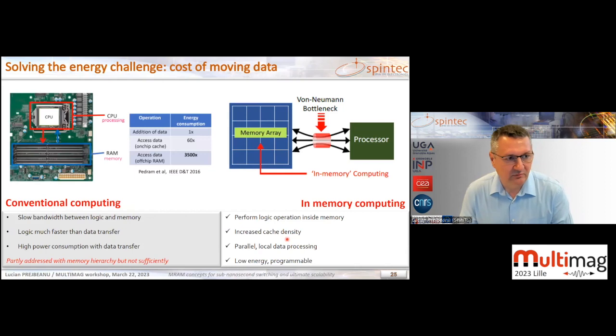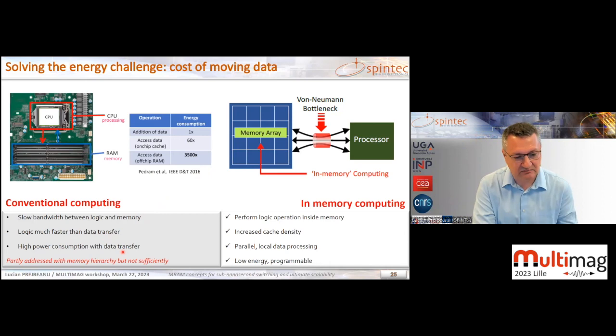There is also another point that we have to mention in that communication between the processor and the memory itself. Solving the energy challenge at the end is how to reduce the cost of moving data. A lot of power consumption is mainly coming from accessing the data itself and not necessarily from the operation in order to compute or to do the data handling directly in the memory. And we have orders of magnitude larger power consumption only to access data. In a conventional computing, we have a slow bandwidth between logic and memory, the logic being much faster than data transfer, and the high power consumption is coming mainly from the data transfer.